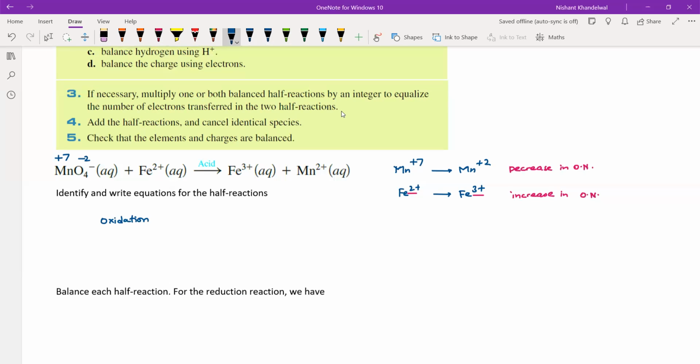Now the two half reactions. Number one is the oxidation half reaction, and it is for iron. I can write Fe2 plus aqueous giving Fe3 plus.